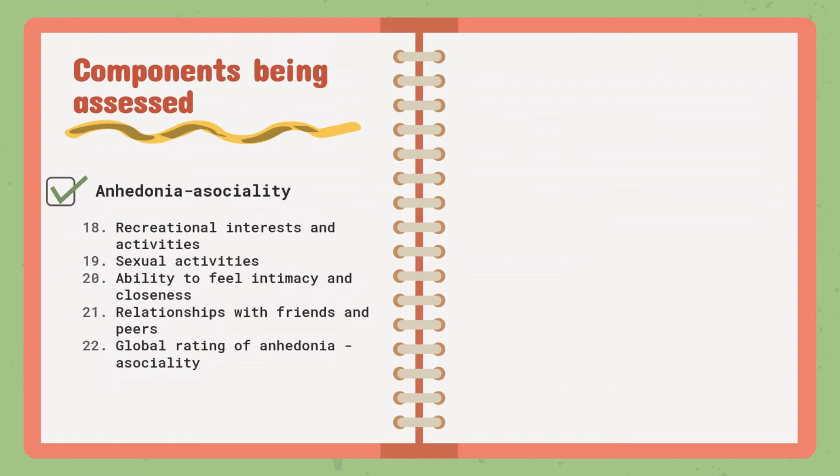Anhedonia, asociality. Item 18. Recreational interests and activities. Item 19. Sexual activities. Item 20. Ability to feel intimacy and closeness. Item 21. Relationships with friends and peers. Item 22. Global rating of anhedonia, asociality.